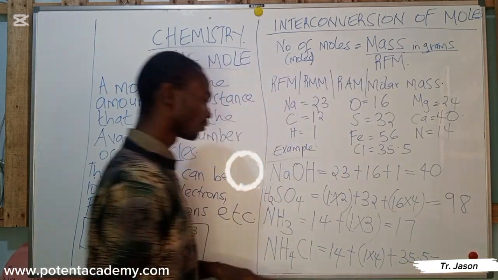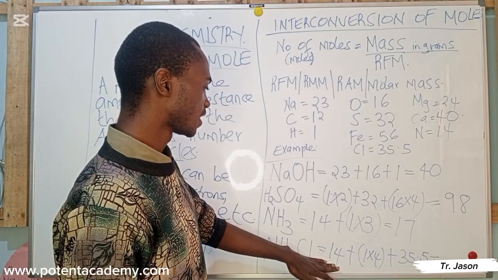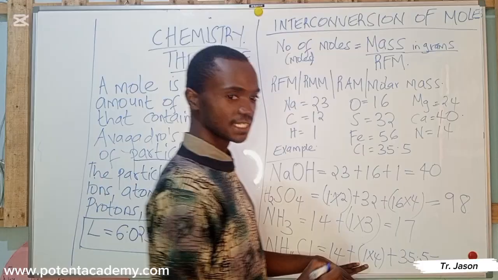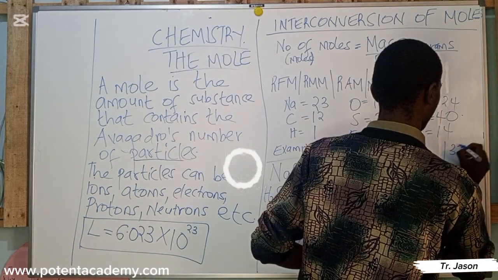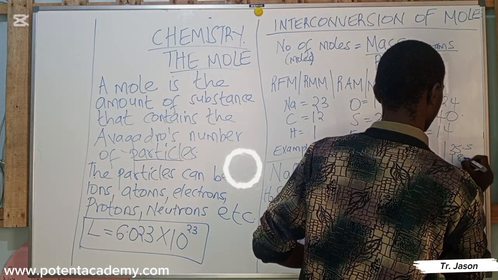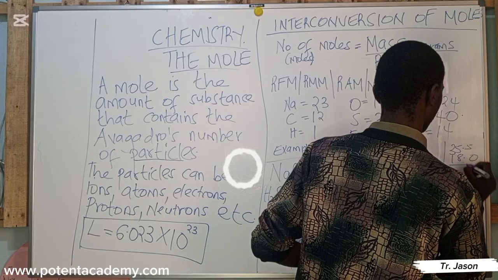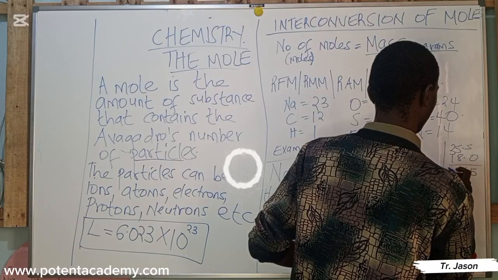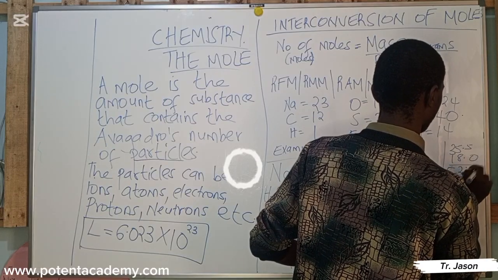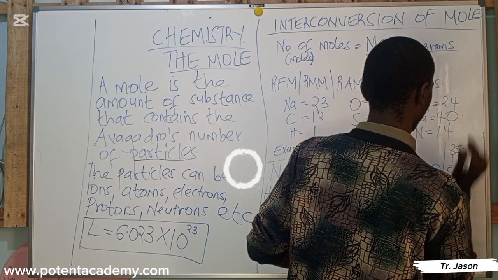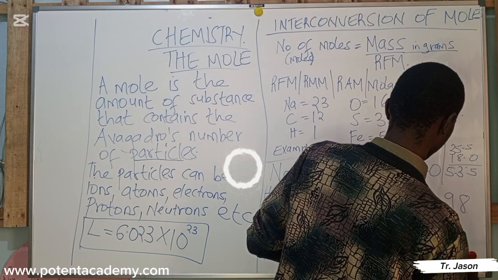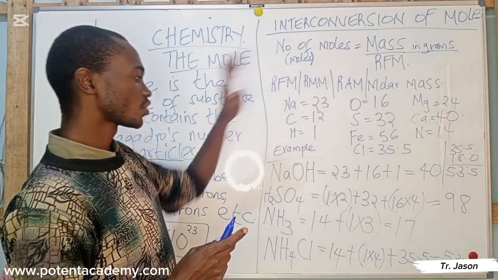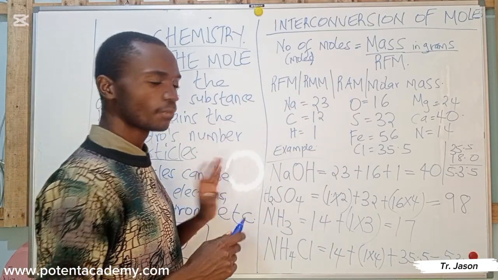So using your calculator, you key in all these values. 14 plus 4, get your answer as 18. 35.5 plus 18, get your answer as 53.5. Therefore, the RFM is 53.5. So, solving calculations relating to RFM is as simple as that.